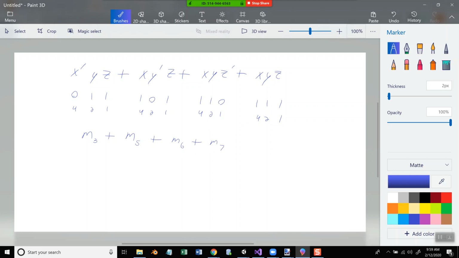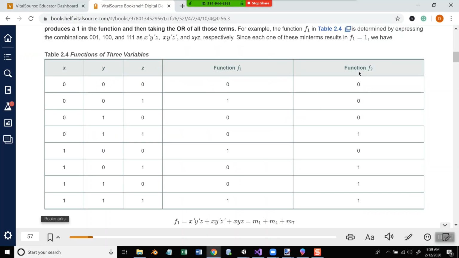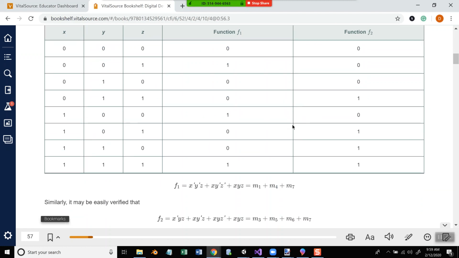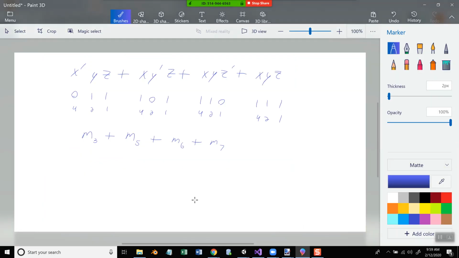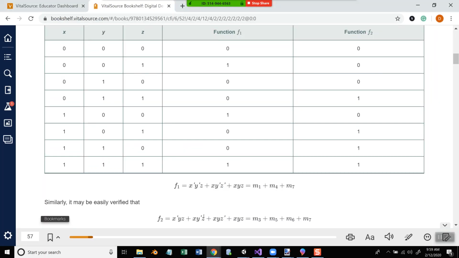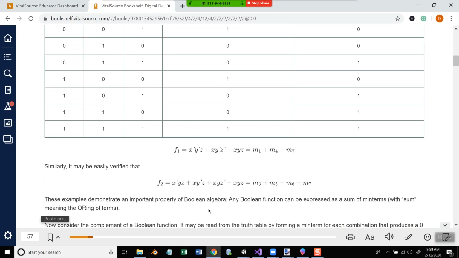I should have probably read the problem closer, but I assume that this was another function of the OR and so forth. M3, M5, M6, and M7. So 3, 5, 6, 7. And that's how they get that. Does that make sense so far? Okay.